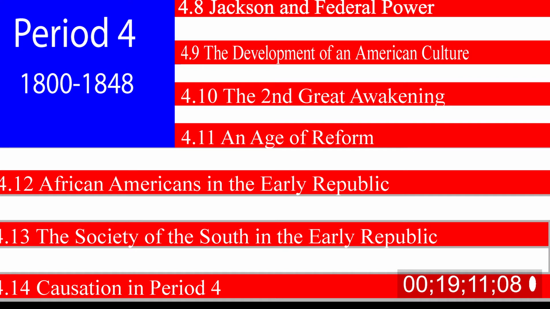And Jackson also used the veto a lot, which is, basically he vetoed policies that he didn't like that Congress was trying to pass. It existed before, obviously, but he was the first guy to really use it.